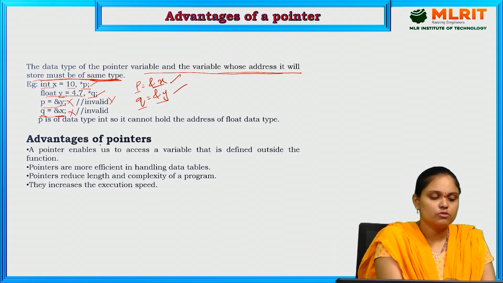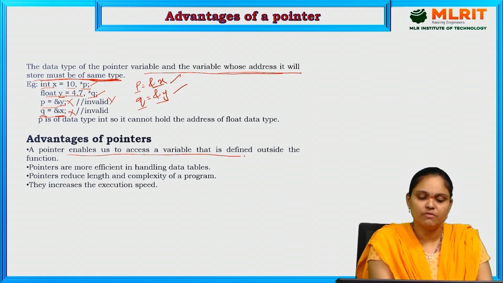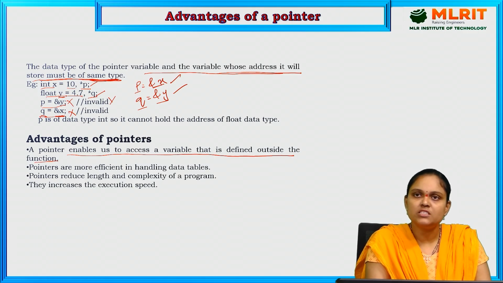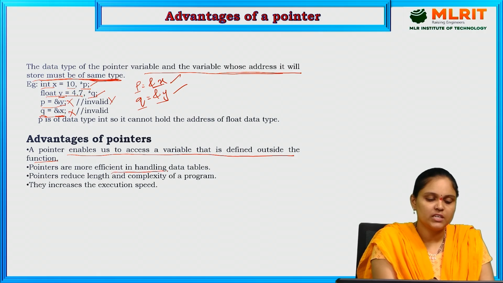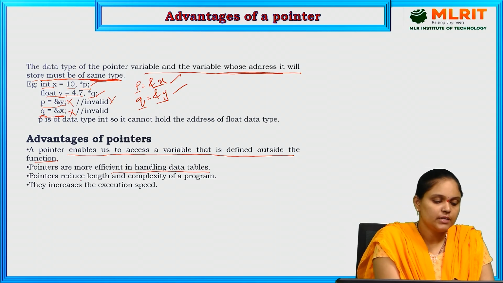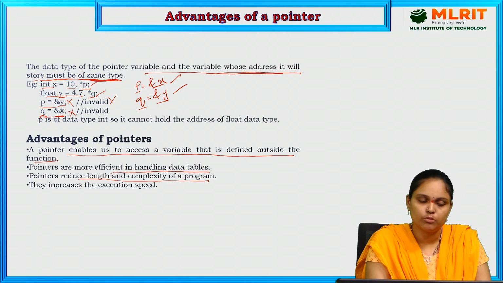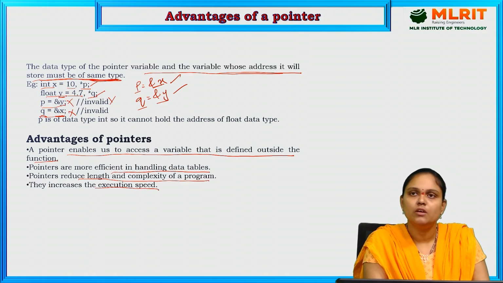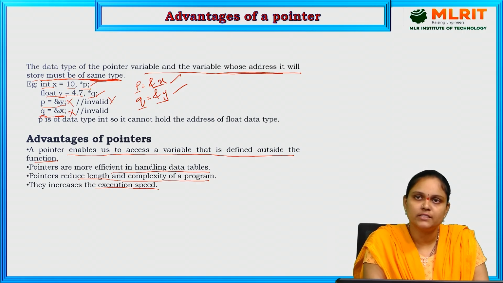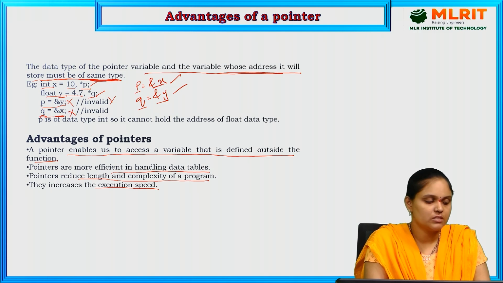Next, coming to the advantages of pointers, the pointer enables us to access a variable that is defined outside the function. As we saw in call by reference, whatever changes we have made in the user defined function are getting reflected back in the main function. That can be done by using the pointers concept. And pointers are more efficient in handling data tables. We can handle data tables very easily by using this pointer concept. It reduces the length and the complexity of the program and increases the execution speed. Because we are directly accessing the memory addresses instead of the values, that is the reason why the execution speed is more.